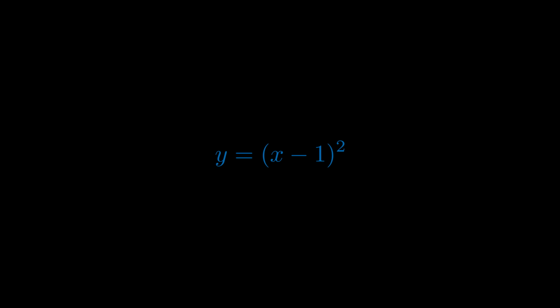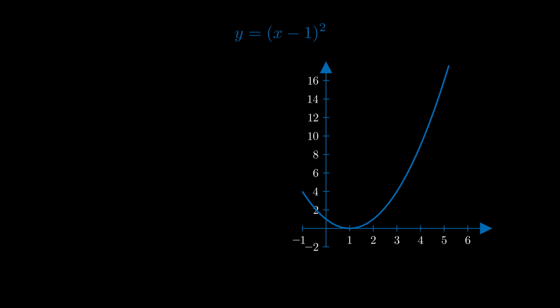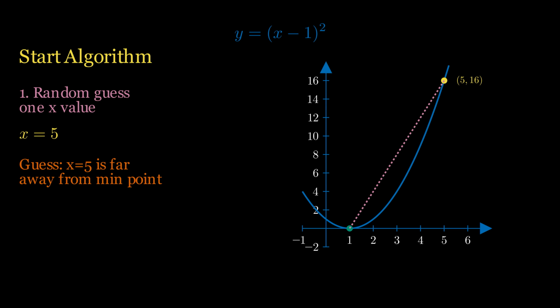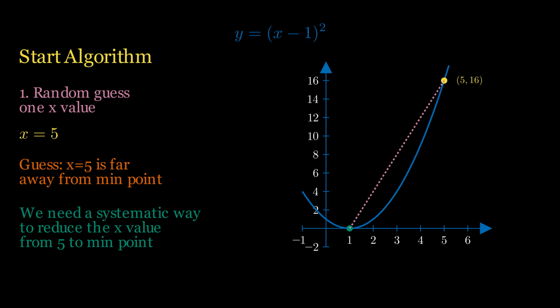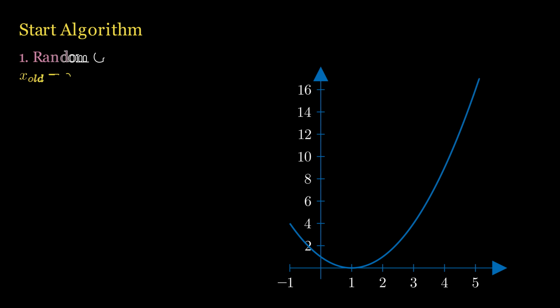Take a look at this function, y equals (x minus 1) squared. Our objective is simple. Find the value of x that results in the lowest possible value for y. Now, to start the algorithm, let's pick a random starting point, x equals 5. At this position, y is far from its minimum. This confirms that we need a systematic way to descend to the min point. We refer to our initial guess of x equals 5 as x-old.